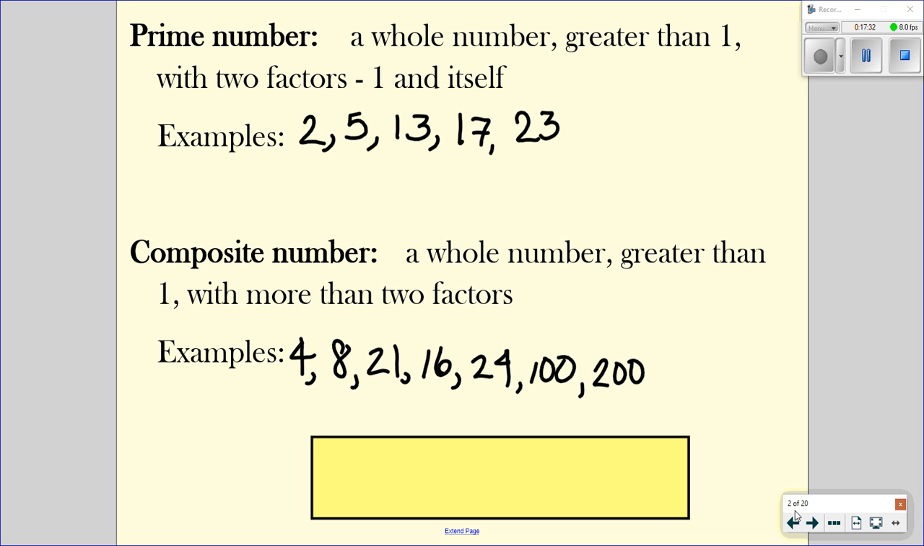So 4, 8, 21, 16, 24. Usually it's even numbers, but not including 2. 2 is a prime. Every other even number on the number line is a composite number. And then you can have some odd numbers like 21, and another one like 49. Those will be composite.